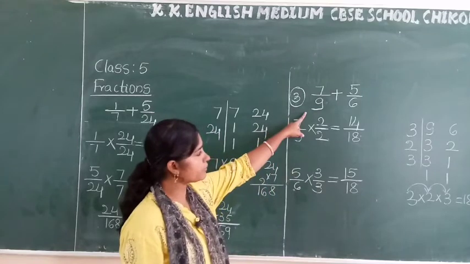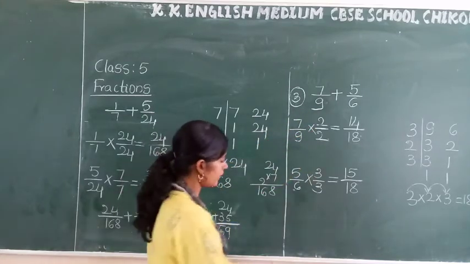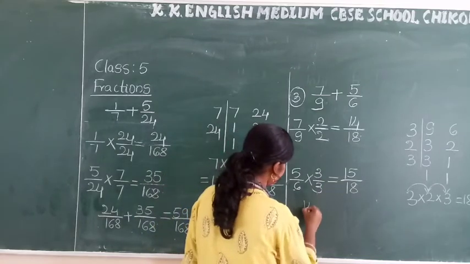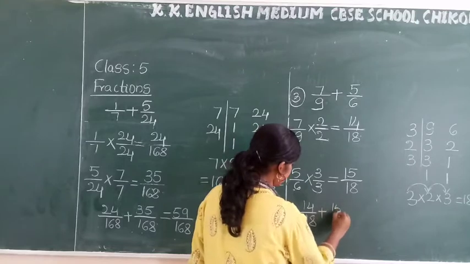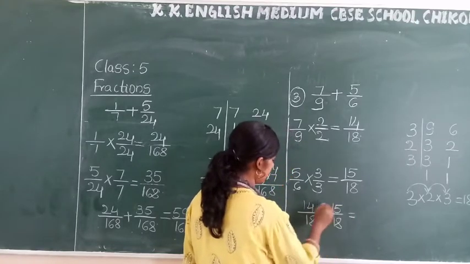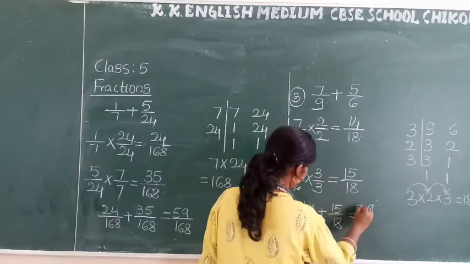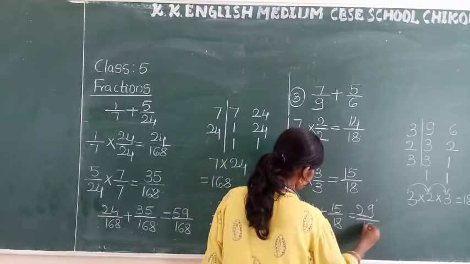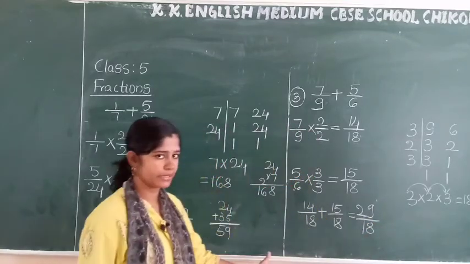Here, unlike terms are there, no? Add the terms of like fractions, unlike fractions. Okay, then what is the result here? 14 by 18 plus 15 by 18. Okay, then 14 plus 15: 4 plus 5 is 9 and 1 plus 1 is 2. So the answer is 29 by 18. I hope you are getting my point.